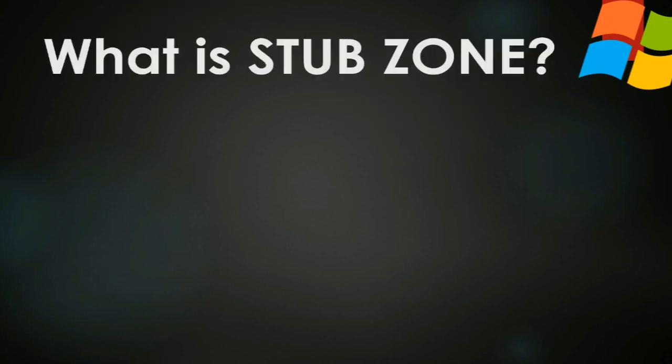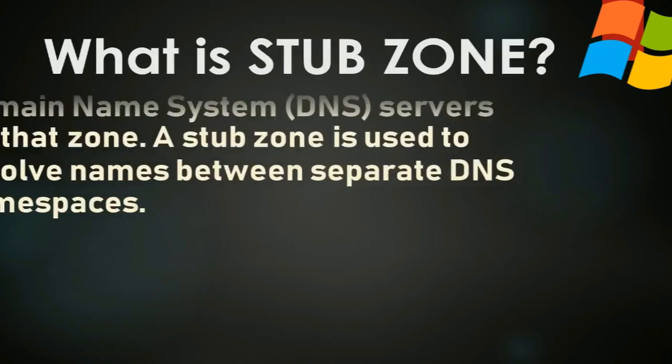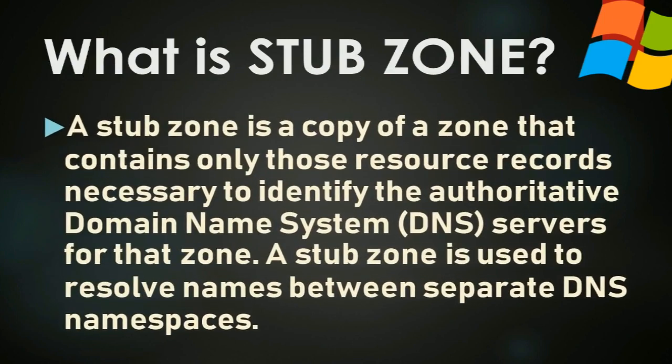Next question is, what is STUB zone? Answer is, a STUB zone is a copy of zone that contains only those resource records necessary to identify the authoritative domain name system server for that zone. A STUB zone is used to resolve names between separate DNS namespaces.